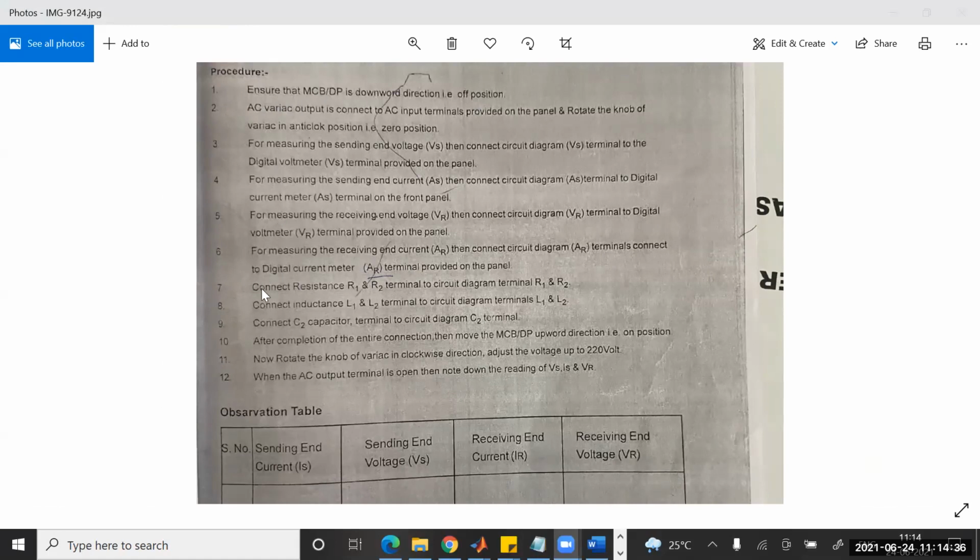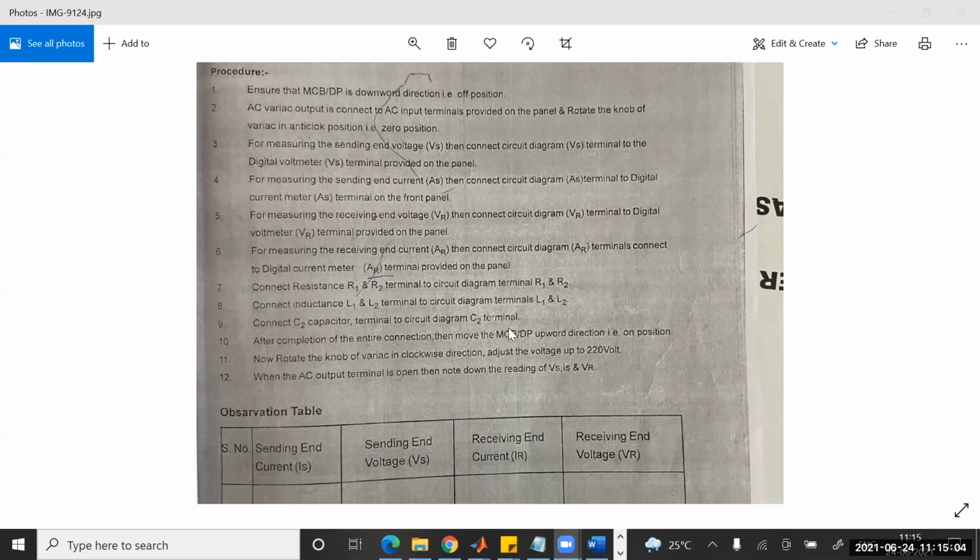But see over here, point number 7 and 8. Connect resistances R1, R2 terminals to the circuit diagram terminals, that is R1, R2. In the circuit, you would see the figure, and below it the part would be provided. And connect the L1, L2 terminals with L1, L2. Okay, the C capacitance would be calculated as, C2 would be connected with the C2 terminal. There will be no use of C1 and C3 at that particular point.